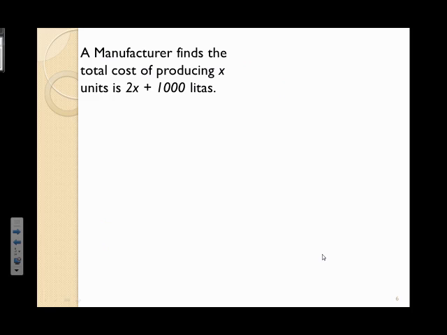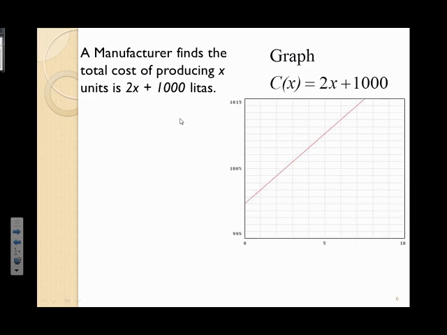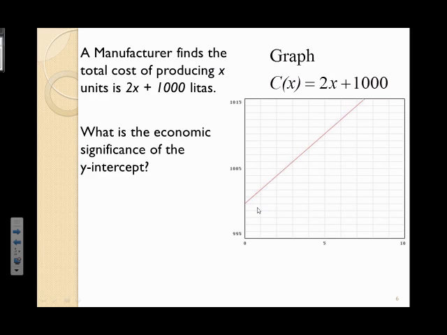Now, in working with a business problem, a manufacturer finds that the total cost of producing x units is 2x plus 1,000 liters. If we were to graph this, we would simply say that the cost function, C of x, is equal to 2x plus 1,000. So a graph of this appears here on the screen. And this is what we're used to seeing in math, but what does this mean in business? If we try to make a link from math to business, what's the economic significance of the y-intercept?